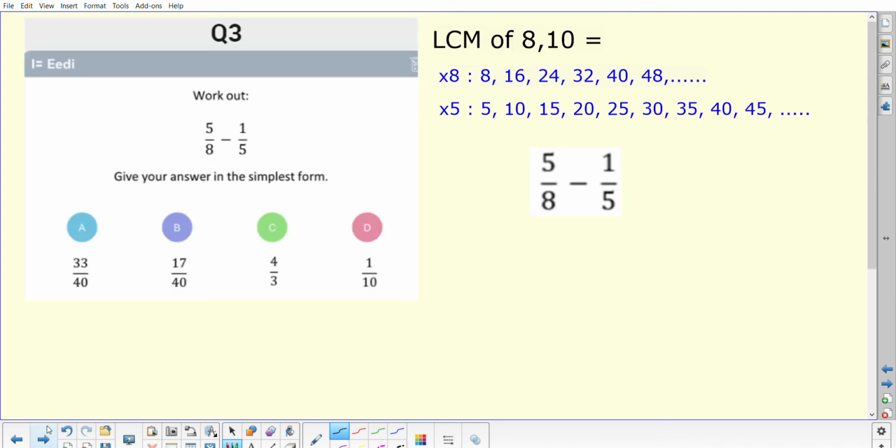For question 3, you're looking at 5/8 take away a fifth, so you needed to come up with the lowest common multiple for 5 and 8.